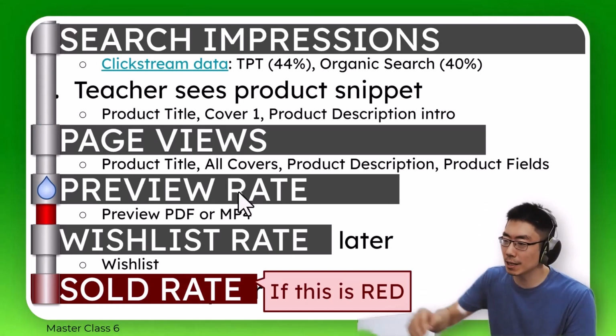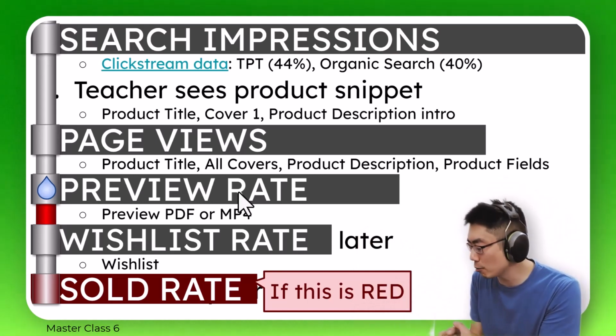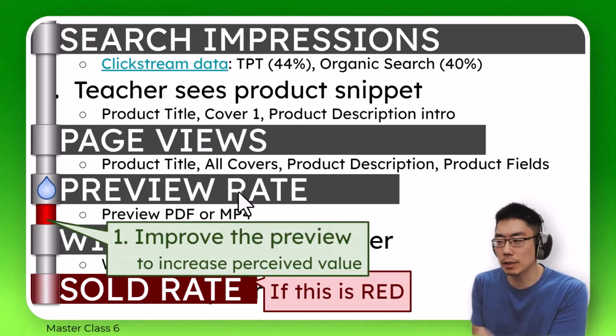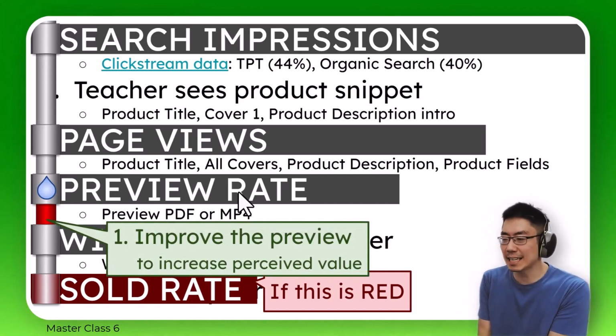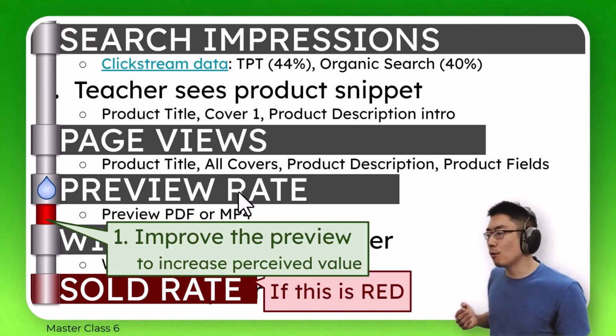Maybe the block is there. The water drop couldn't get past that red block at the preview rate. So then the next step would be to improve the preview. They looked at the preview, but they decided not to buy it. But if you improve the preview, you have an MP4, maybe you add a video.